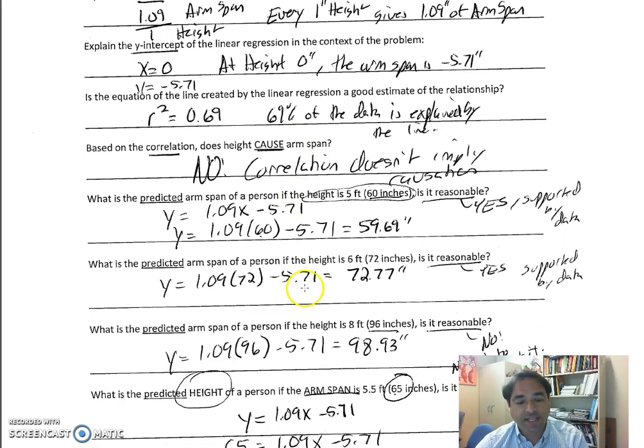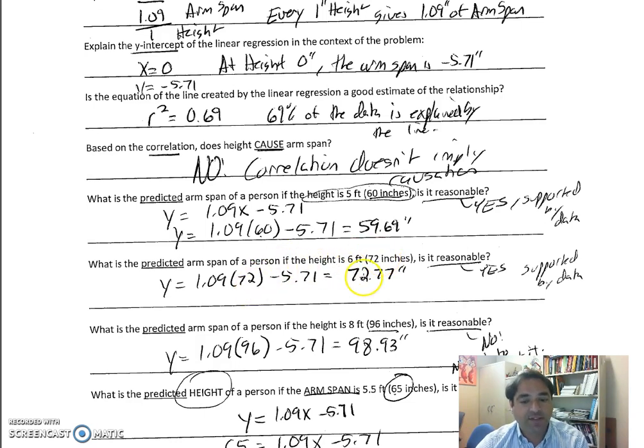Now, we can use that linear regression to predict. So if I have a height of 60 inches, remember height is x, 60, plug it into our formula, we can say the predicted arm span of a height of 5 feet, 60 inches, is predicted to be 59.69 inches, your arm span. Same thing if I have a height of 72 inches.